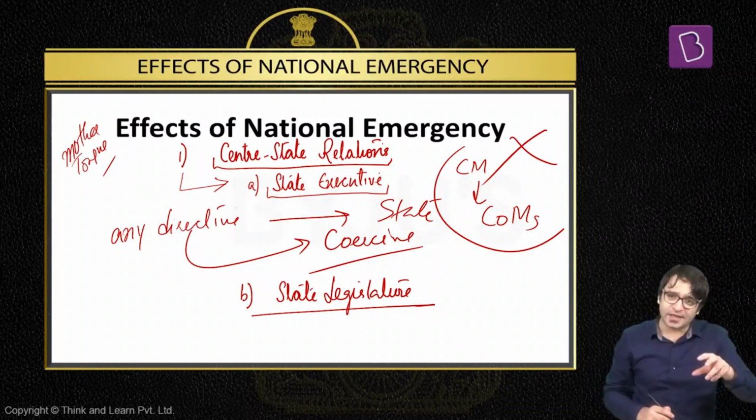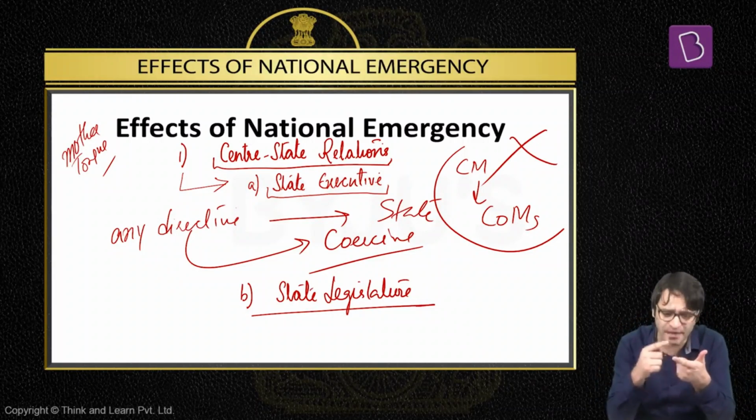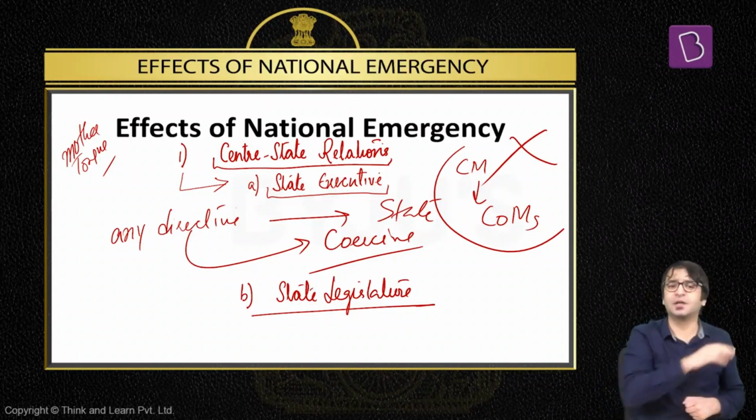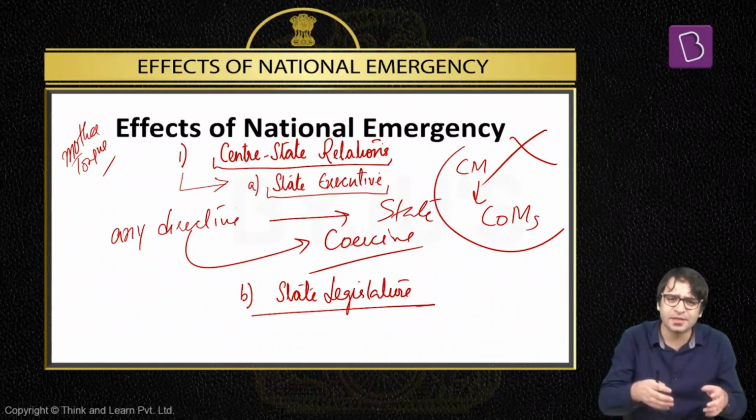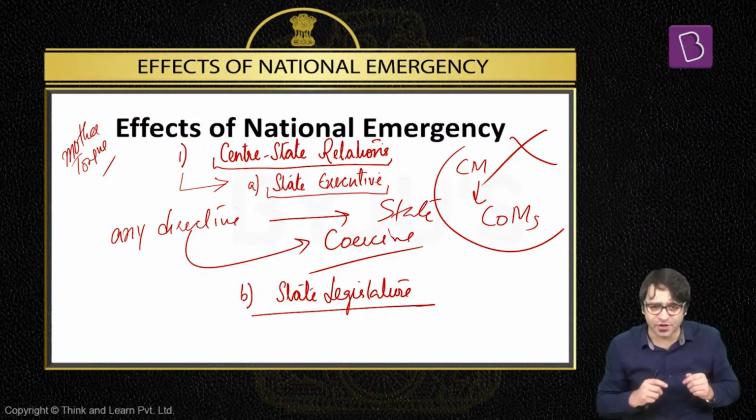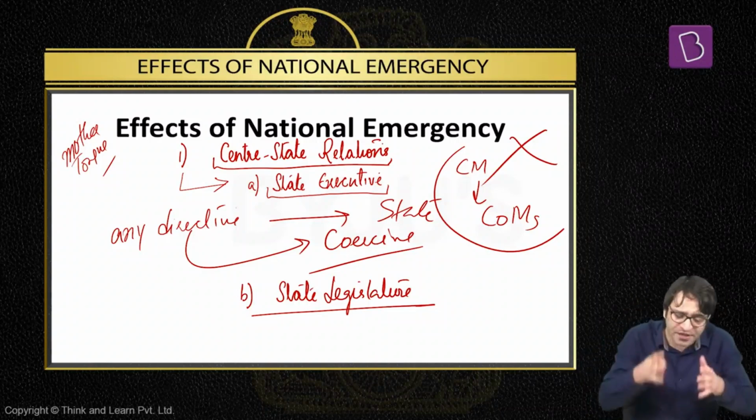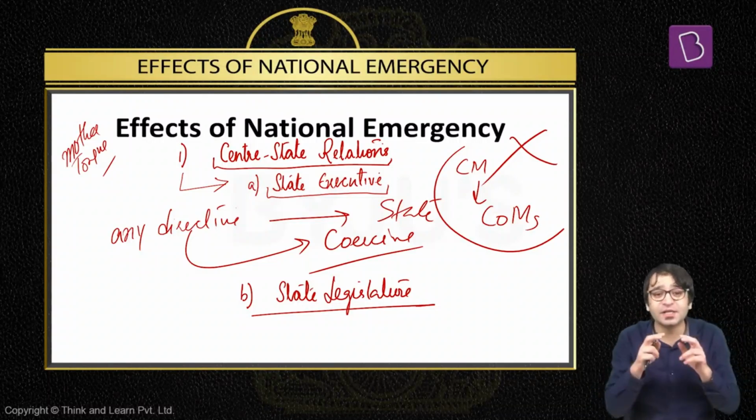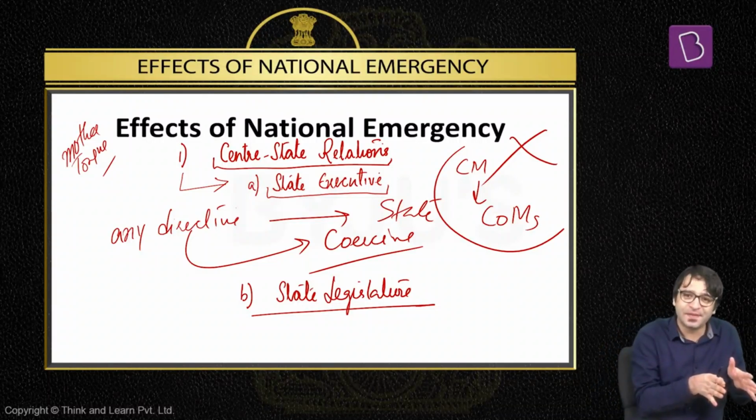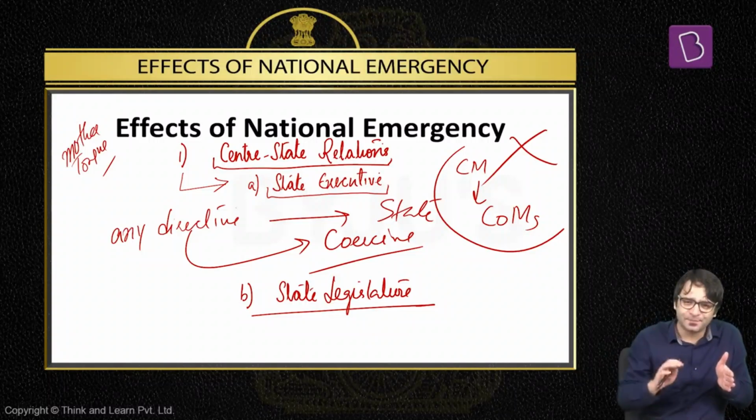But then distribution of powers. Union list: defense, external affairs, communication, banking, insurance, all these matters. Who has the power to make laws? Central parliament. But there are matters mentioned in the state list: law and order, land, police, agriculture, gambling. We say the state legislature has the power to make laws on any subject mentioned in the state list, but only during normal circumstances. Which are these abnormal circumstances? One such abnormal circumstance is a national emergency. That means during national emergency, state legislature is not suspended. State legislature continues.